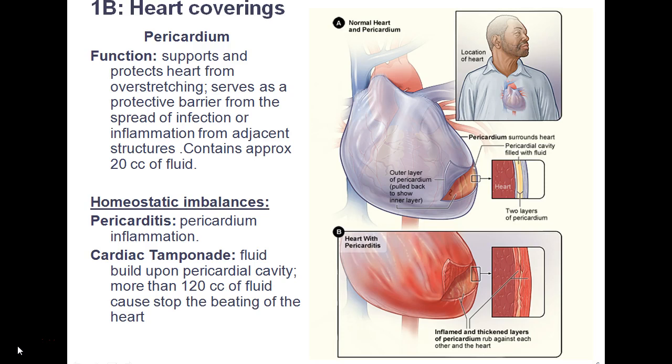And this can sometimes lead to homeostatic imbalances such as pericarditis. Pericarditis is an inflammation of that pericardium, and this is typically caused by things like viruses, bacteria, or fungi. We also have the condition of a cardiac tamponade. That's going to be a fluid buildup inside that pericardial cavity. There's naturally going to be some fluid in there that's going to reduce the friction of that heart beating day in, day out. But once we receive more than 120 cc's of fluid in there, it could possibly stop the beating of that heart.